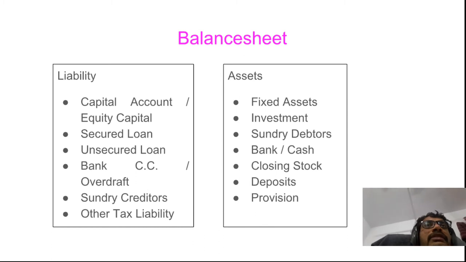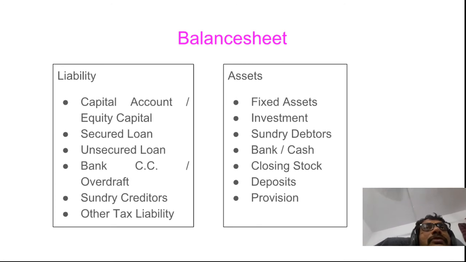Then, when the business requires money, it borrows from other lenders and gives some pledge like assets, machinery, or land, so it's called a secured loan. All secured loans are mentioned here. Then if the company gets a loan without any pledge or securities, it gets an unsecured loan, which is also mentioned here. A bank CC, bank overdraft, is when the bank gives a person some extra money beyond what is available.